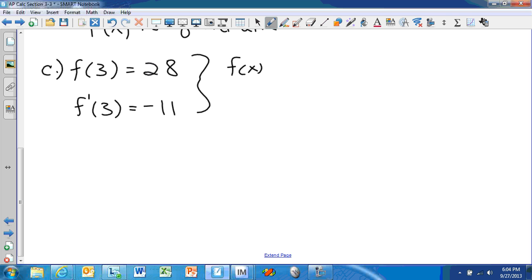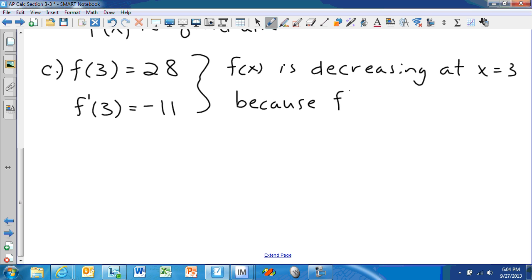f of x is decreasing at x equals 3 because f prime of 3 is less than 0. It's equal to negative 11, but the key that is there is that it's negative.